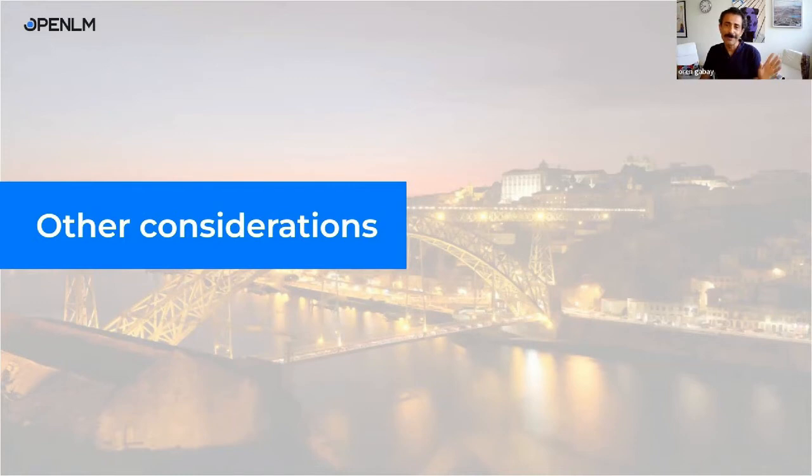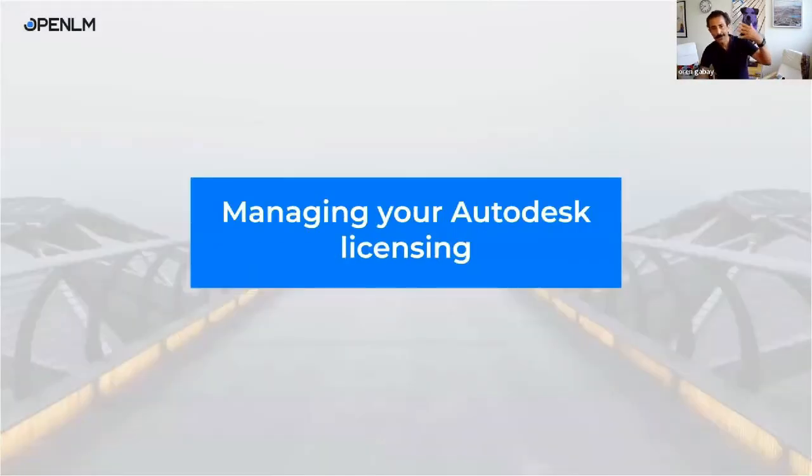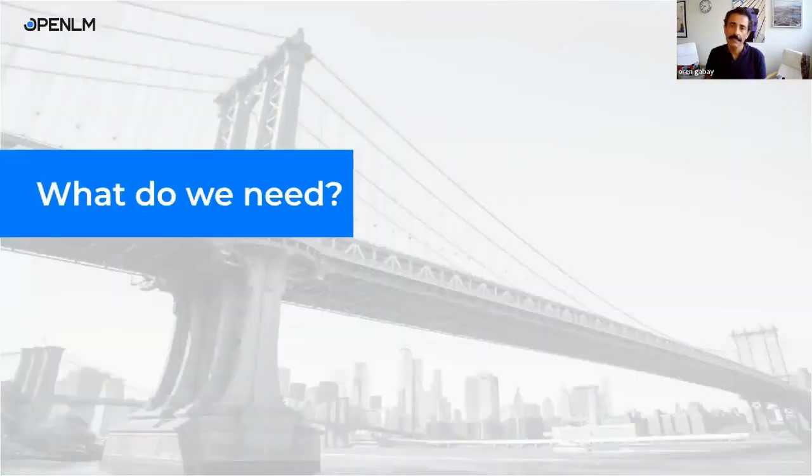I will move forward because we don't have a lot of time and we want to leave some space for discussion and questions. Managing your Autodesk licensing. So what do we need? When we manage our license, what do we need? We need real-time data. We need to know what's going on at any point in time. We need detailed data. Eventually, you need session data. You need to know a license was used from this hour to that hour.